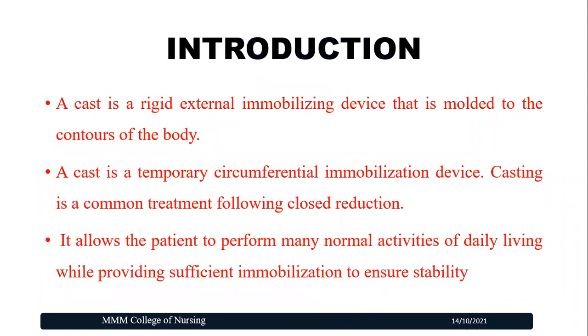Let us have a small introduction about the POP. Whenever we say the word cast or POP, it is a rigid external immobilizing device that is molded to cover the shape or contour of the body. And this cast or POP is a temporary circumferential immobilization device, and this is a commonly used treatment modality following the closed reduction of fracture, or to correct any deformity, or to immobilize the body part.